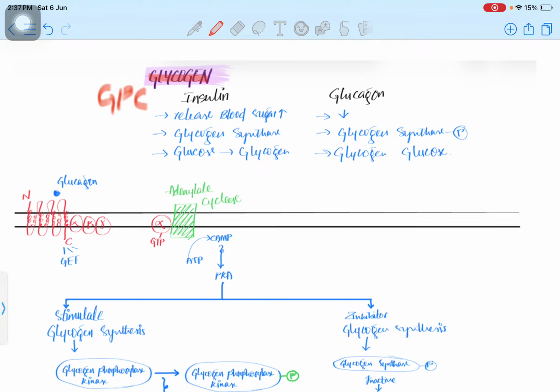Another thing we will cover is glycogen, which is also connected with GPCR signaling. Here in this condition we must know there are two hormones present. One is insulin, another one is glucagon. Insulin and glucagon are both released from the pancreas, but the situation of releasing is completely different. The insulin will release whenever you intake lots of sugar, and this insulin is responsible for making glucose into glycogen. You can see here also.